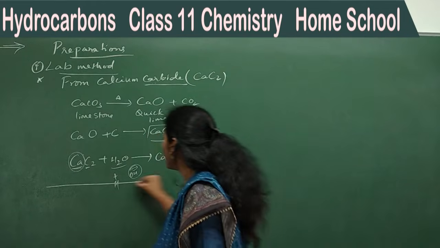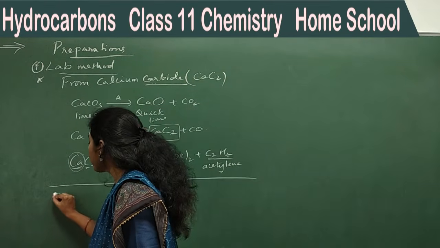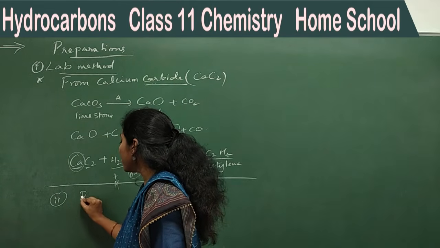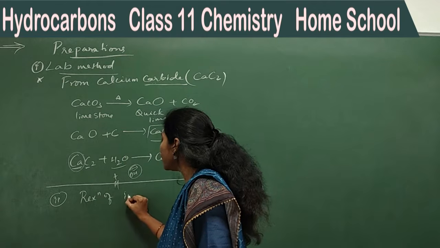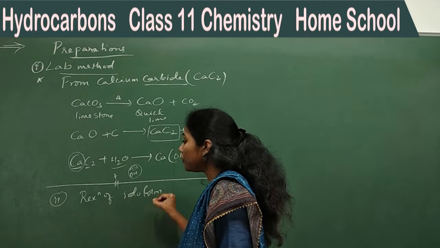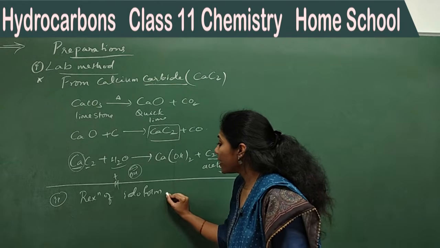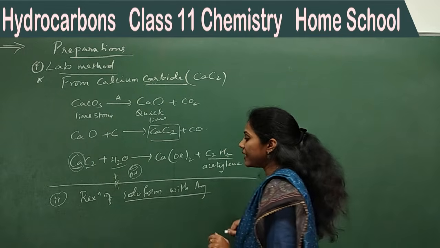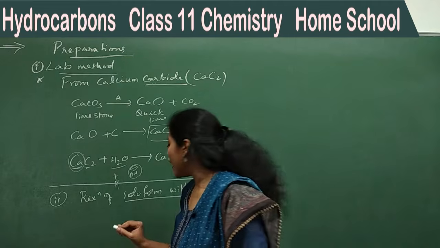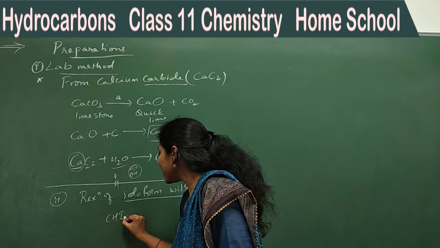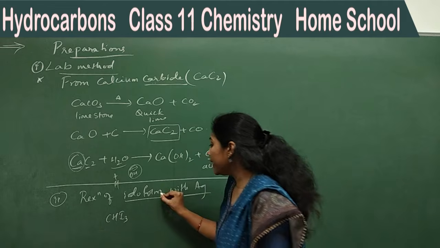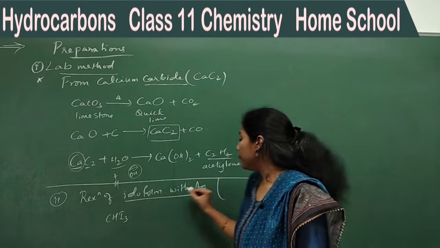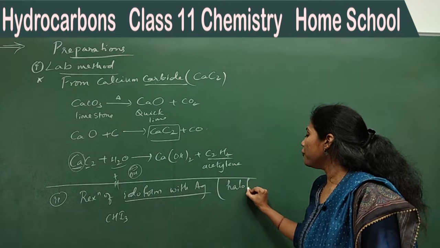Fine. And now, in our second method, let's prepare it from iodoform. So the reaction of iodoform with silver. This is very, very important for competitive examinations, guys. Very easy reaction. So how do you write iodoform? CHI3 is iodoform, right? You can prepare it from any haloform actually. It's not necessarily iodoform. You can use any haloform in this reaction.